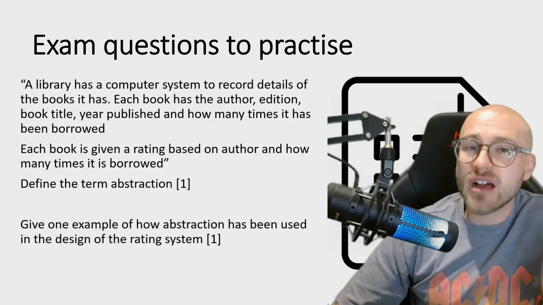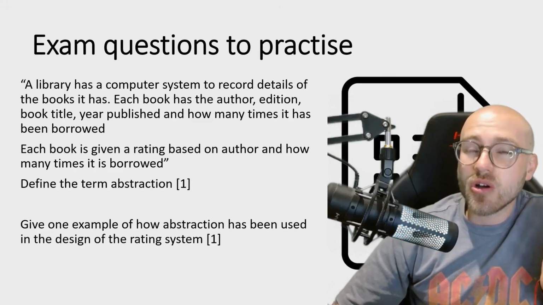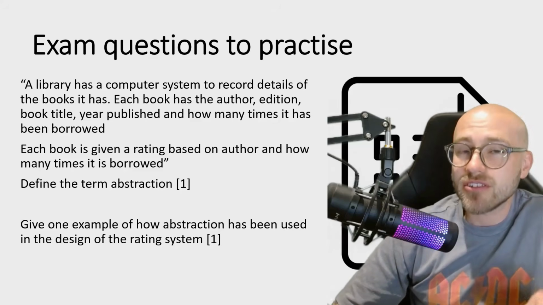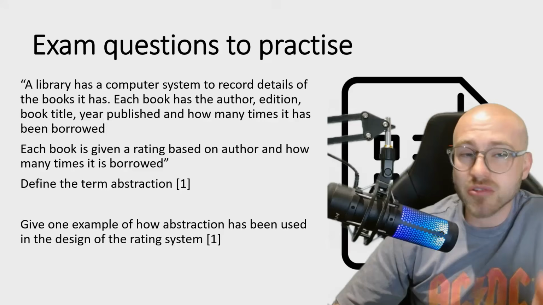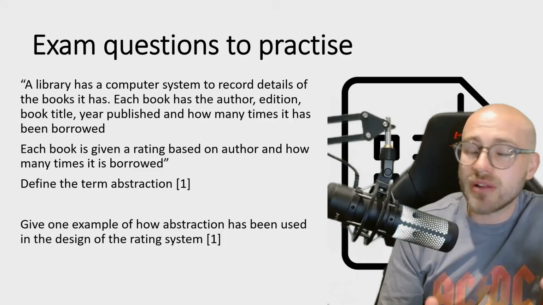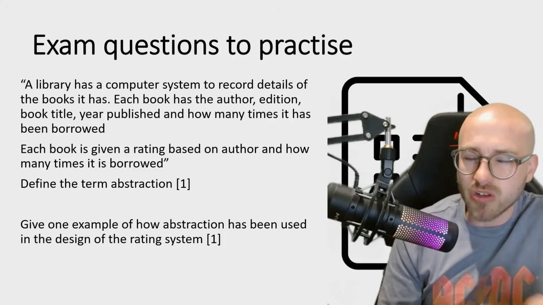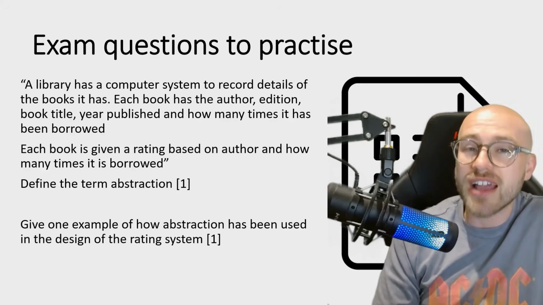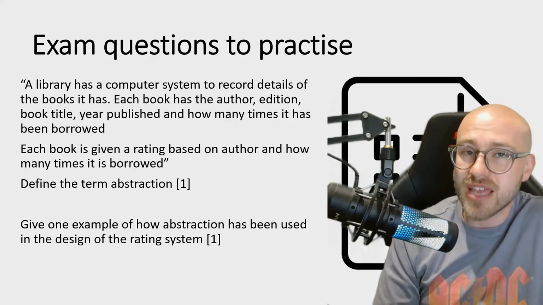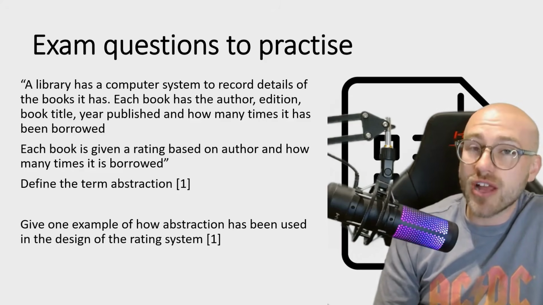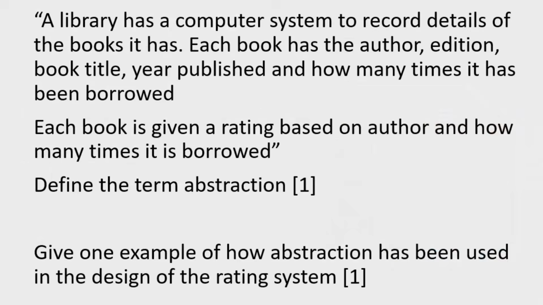This is quite a lengthy scenario, but this is the kind of thing I'm talking about that's been common in previous exams that you might get, and you have to use abstraction on this scenario. So I know there's a lot of information to take in here, but you might want to pause, you might want to have a look and maybe think about what's going to be relevant for these answers. So question 1, define the term abstraction, just a simple definition. And then question 2, give one example of how abstraction is being used in the design of the rating system.